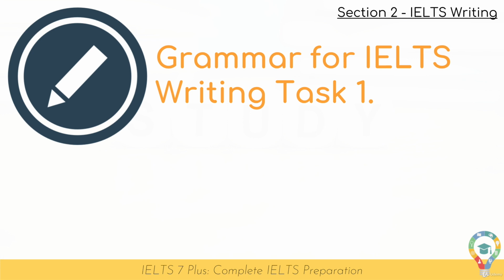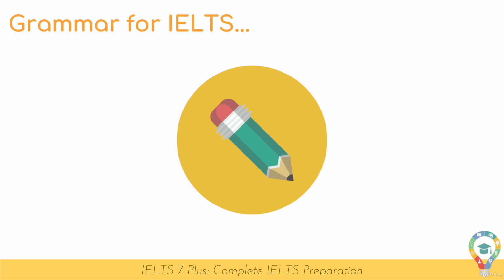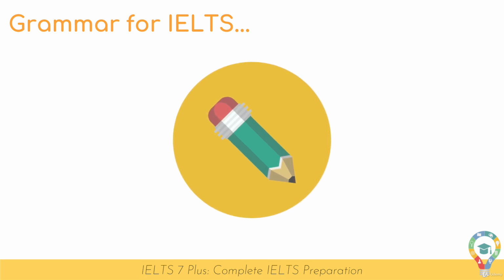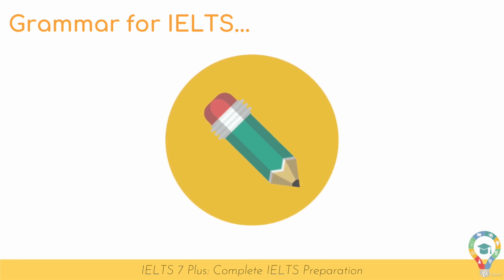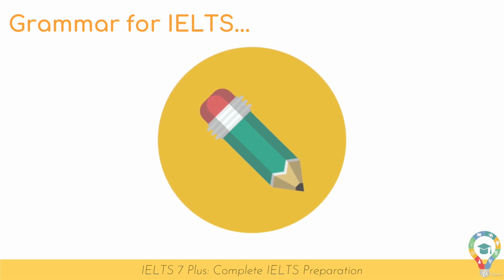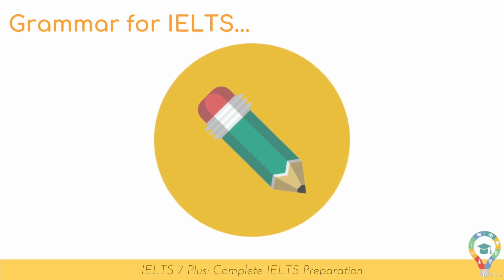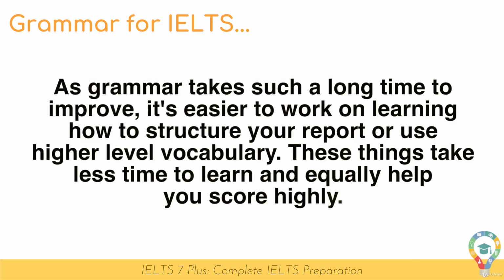Now for a quick word on grammar. As we know from looking at the band descriptors, grammatical range and accuracy makes up 25% of your overall IELTS writing task 1 mark. However, grammar takes a long time to really improve accuracy and fluency. I can show you lots of tips during this video, but you're going to need to do a lot of other things to practice and improve your grammar.